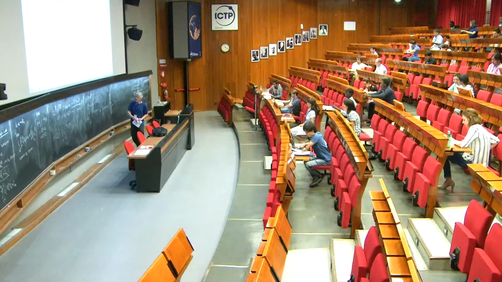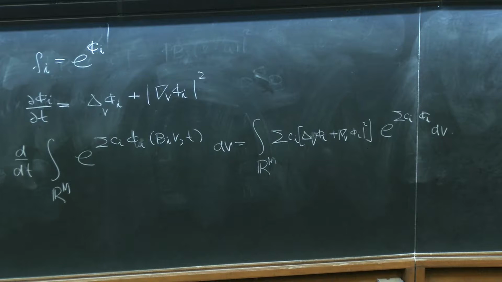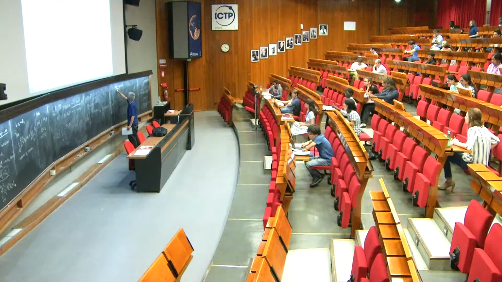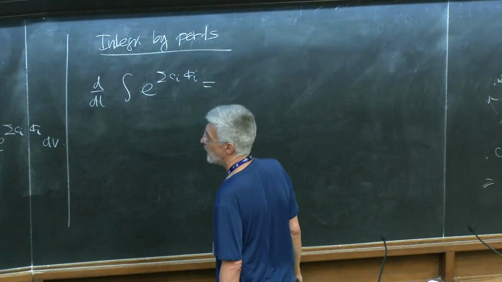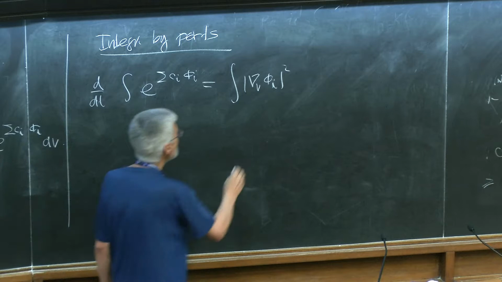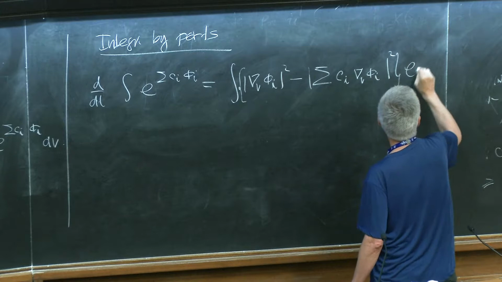So now, of course, at this moment, you don't really know what to do with this term, right? So it's always a good idea to integrate by parts. So when you integrate this by parts, what do you get? Integration by parts, we get that this derivative of the integral of e to the sum ci phi I is nothing but the integral of grad v phi I squared, that I keep. And then I get minus the sum ci grad v phi I squared, times e to the sum ci phi I.